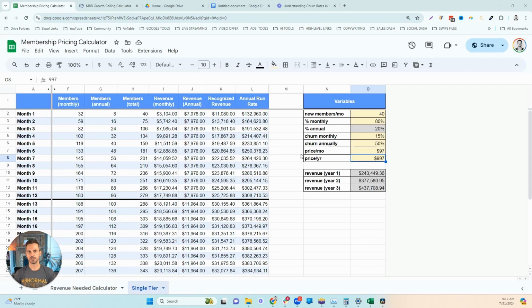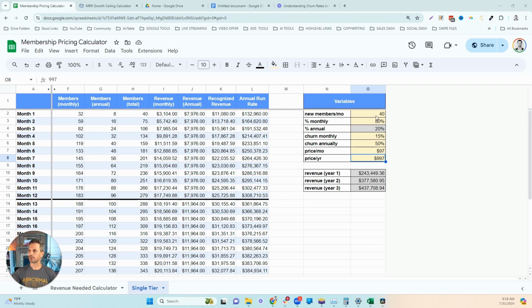The final thing I want to do is show you how much annual revenue that you could possibly generate based off of your numbers. So to do that, we're going to head back over to the membership pricing calculator, and we're going to go to the second tab. Then we're going to start to plug in our numbers in the yellow boxes underneath the variables. So I'm going to take my numbers from my future trajectory that we just talked about in the growth ceiling calculator, and I'm going to plug those in.